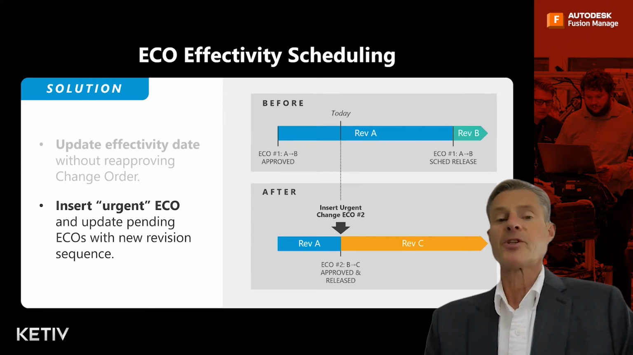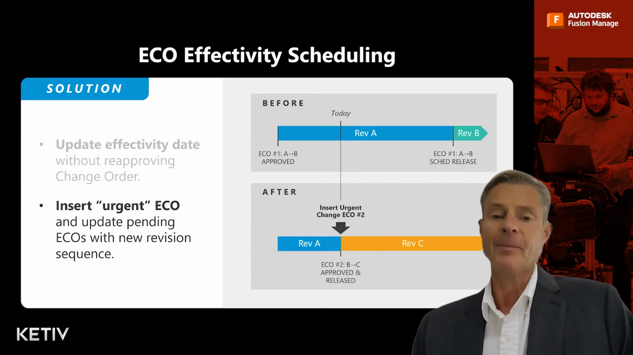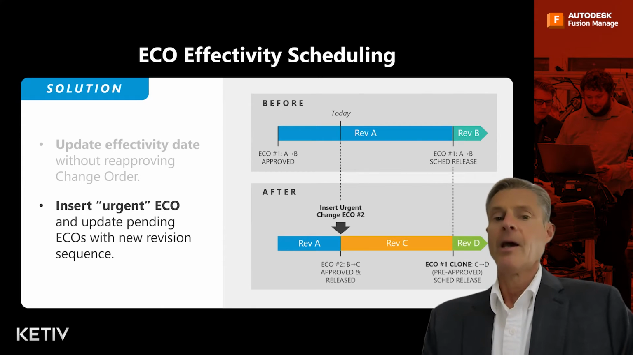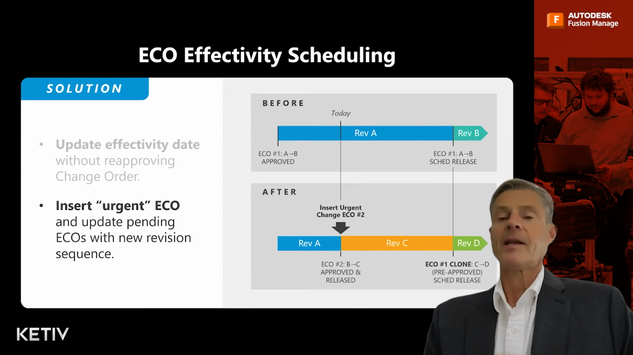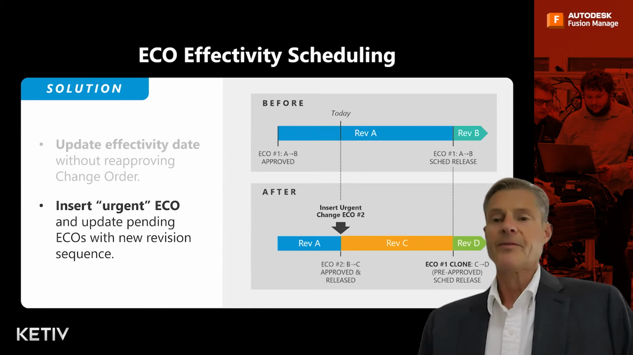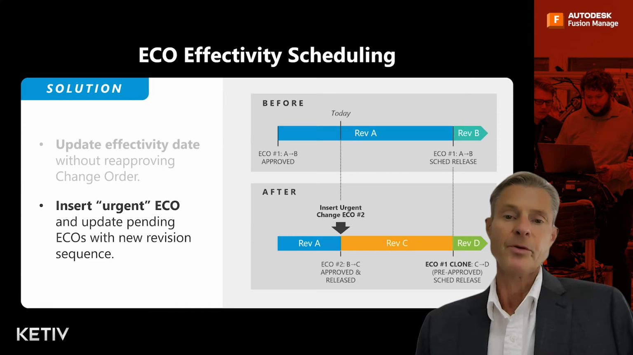So what happens to the change that we already approved on ECO number one? Well, the way that we accommodate that is we clone ECO number one, or we copy it. It's a pre-approved ECO, and we schedule it with the scheduled release date. But instead of going to Rev B, the next revision in line would be Rev D. So this is the way that we would actually insert that ECO number two without affecting ECO number one.